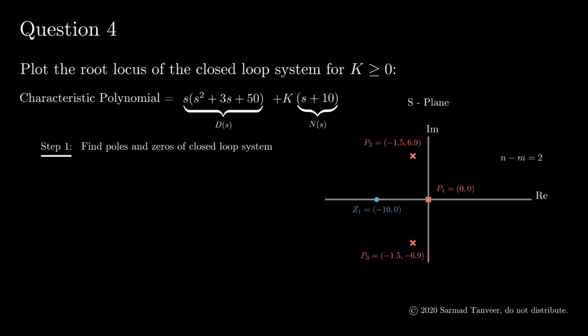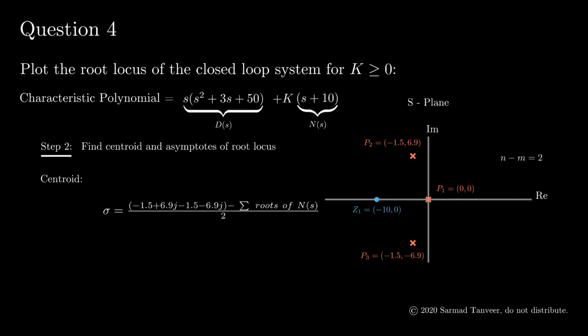Next, we are going to locate the centroid and asymptotes of the root locus. The formula for the location of the centroid is seen here. We take the sum of our poles, subtract the sum of our zeros, and divide by the term n minus m. So n minus m is equal to 2. We substitute our 3 poles, with one of them having a value of 0. We substitute our single 0, and after some simplification we find the location of the centroid to be at 3.5.